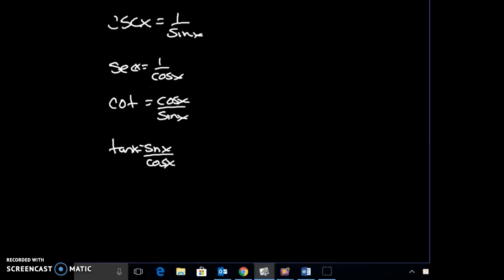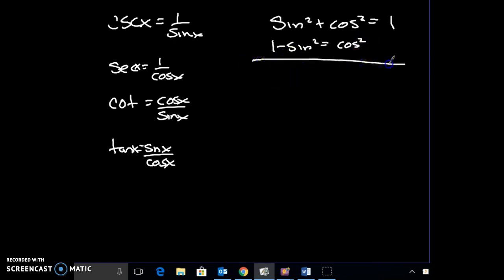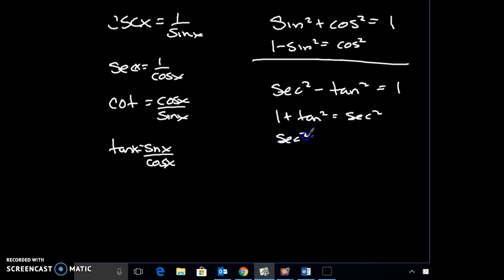Then you have your Pythagorean identities. So sine squared plus cosine squared equals 1. Getting different forms of that, like 1 minus sine squared is cosine squared, and 1 minus cosine squared is sine squared. Then you've got secant squared minus tangent squared equals 1. So doing stuff like 1 plus tangent squared equals secant squared. Also doing secant squared minus 1 equals tangent squared. You had some of those on your last quiz.